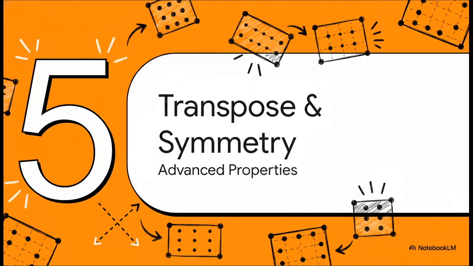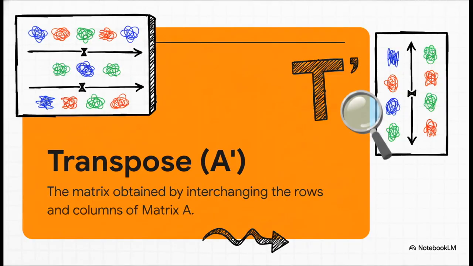Finally, Section 5, Transpose and Symmetry. These concepts are massive point scores. Finding the transpose of a matrix is actually super easy visually. You literally just take your horizontal rows and flip them into vertical columns. Your first row becomes your brand new first column, your second row becomes your new second column.